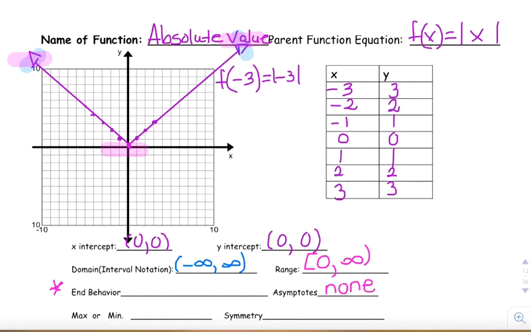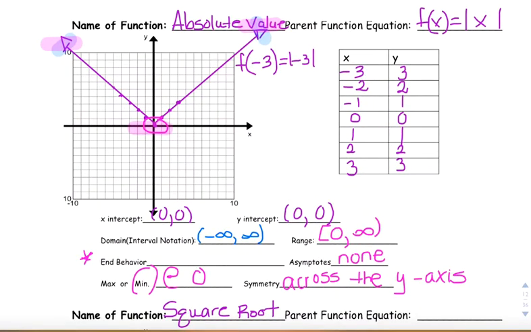Still no asymptotes. And then just like a quadratic, this has a minimum at 0. If we were to fold this vertically, this would have a symmetry also across the y-axis, which we said can be rewritten as across y or x equals 0. So thinking of the y-axis as a vertical line. All right, let's continue.